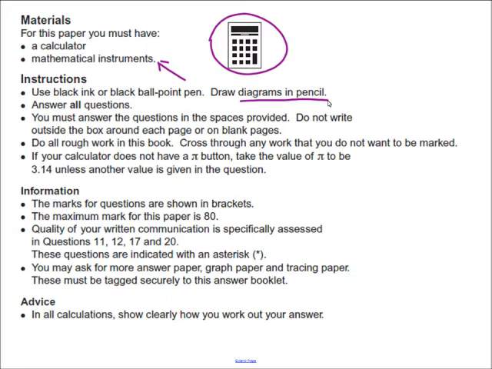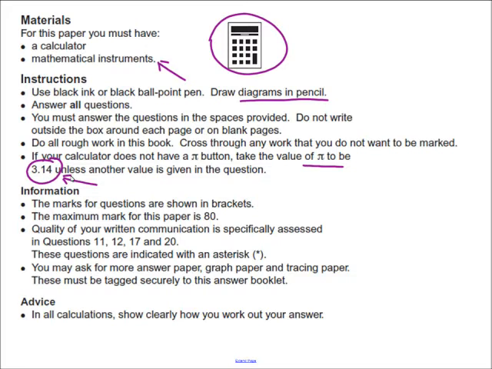Even if you have a pi button on your calculator, when you're using pi in the exam, I want you to use the number 3.14, because pi is an irrational number. It goes on forever, and rather than dealing with lots and lots of decimal places, if you leave 3.14 as your number for pi, then your calculations won't go on forever and ever. So please use 3.14 for pi.